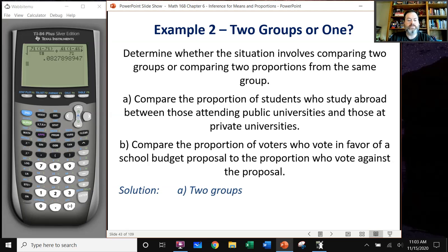So solution for A is 2 groups. Solution for B is 1 group. Remember, explanatory versus response. If the response variable has 2 different categories, then it's 1 group. If the response variable is 1 category, but there are 2 explanatory categories, that's 2 groups. That's what we call 2 groups, the explanatory variables or the populations, right?